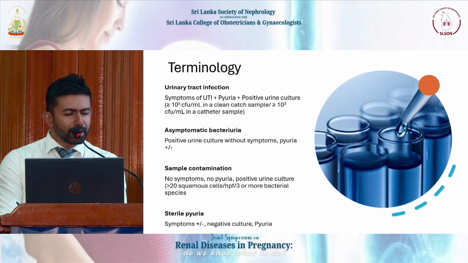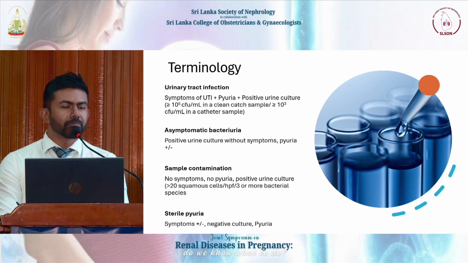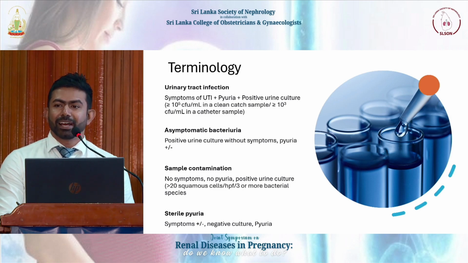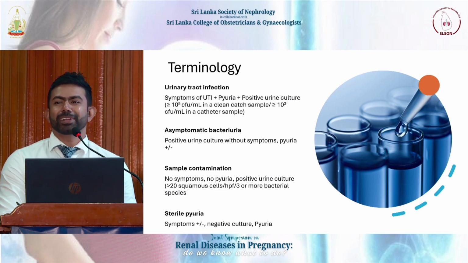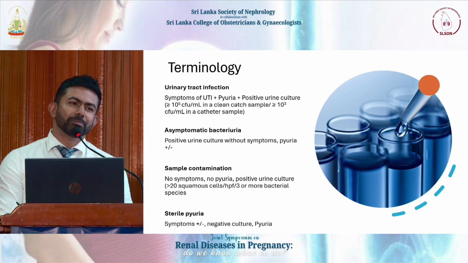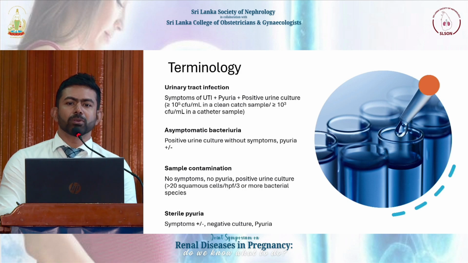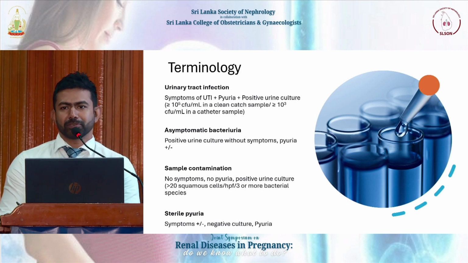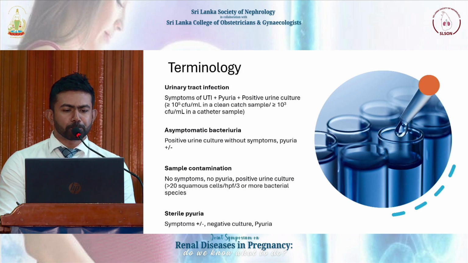Then what is asymptomatic bacteriuria, which is a very important concept, especially with regard to pregnancy. We'll discuss why it is important. As the name implies, you don't have symptoms, but you have bacteriuria, so your urine culture will be positive and there will be a growth. People with asymptomatic bacteriuria can have pyuria, or sometimes they might not have pyuria, so you have to keep that in mind.